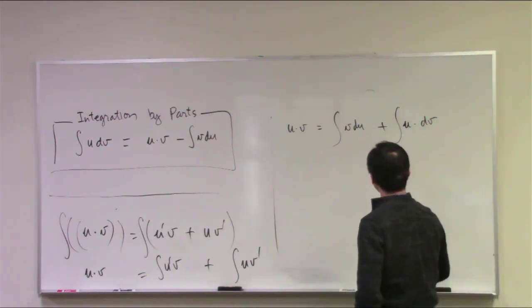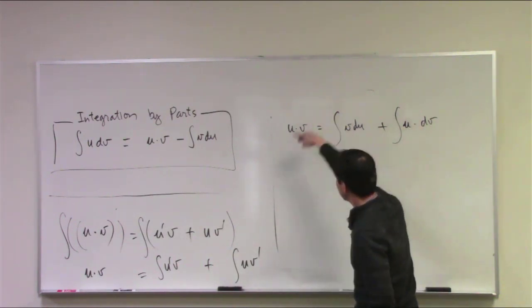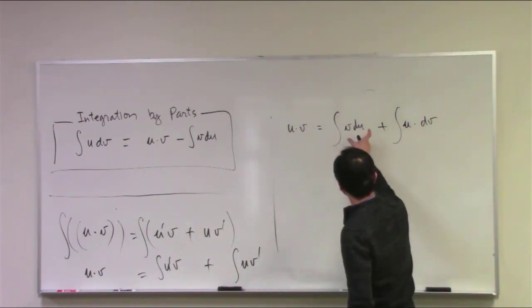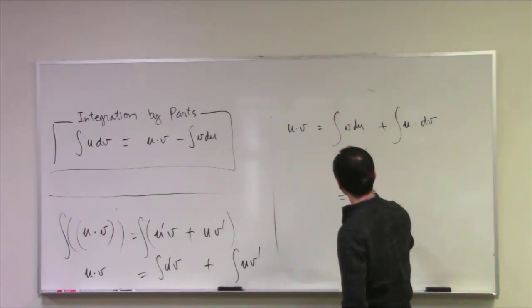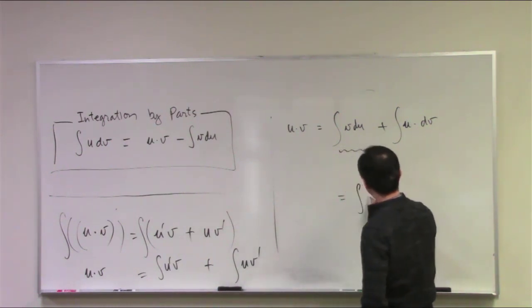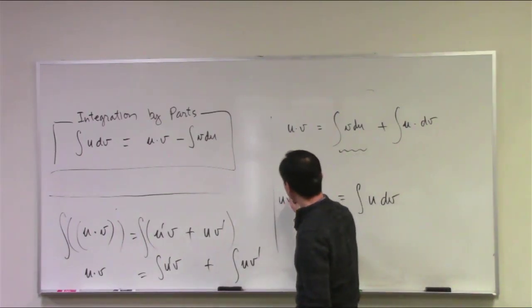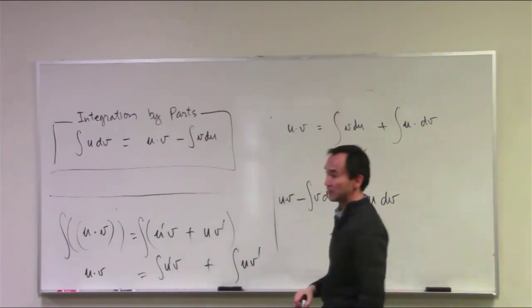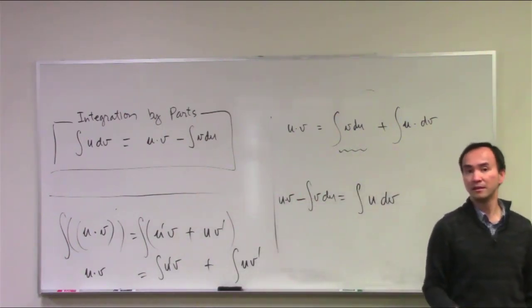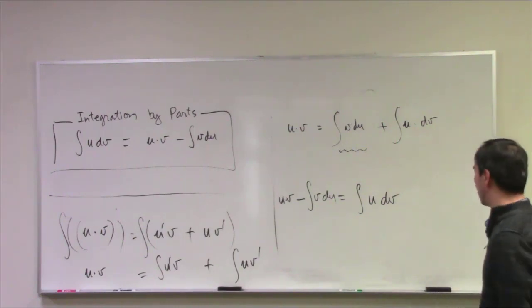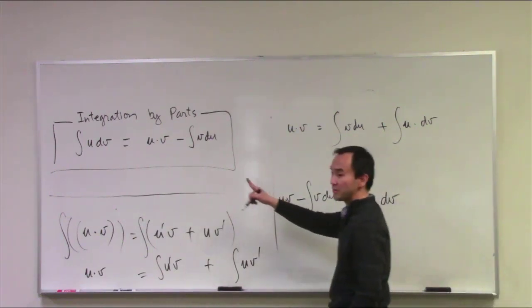So now what do I do here? I'm going to subtract this to the other side, this one right here. Now I'm looking at my integral a little backwards: the integral of u dv equals u times v minus the integral of v du. You guys see that there? And that's how we derive our famous integration by parts formula.